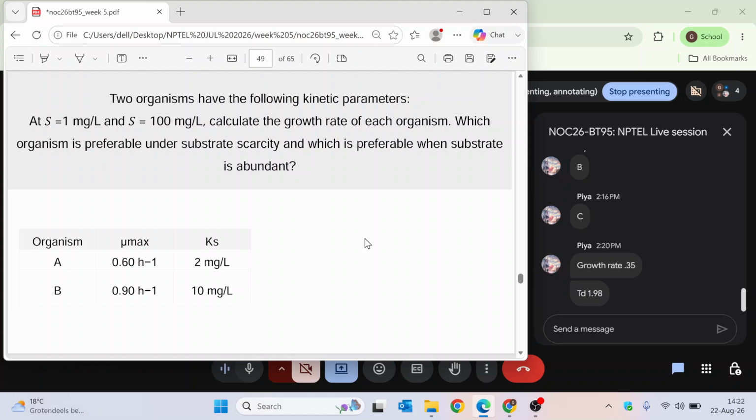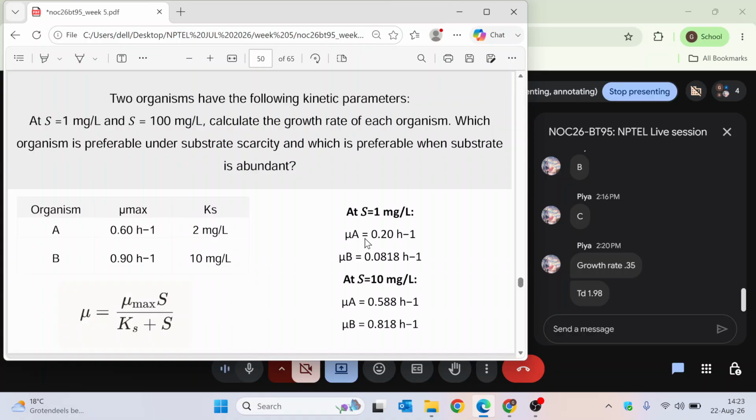So the kinetic parameters are given here. Organism A has a mu max value of 0.6 per hour, whereas B has 0.9 per hour. It has a higher value. But the Ks of A is lower, 2 milligram, which means the affinity of A is higher, whereas for B, Ks is higher, 10 milligram, so that the affinity is lower.